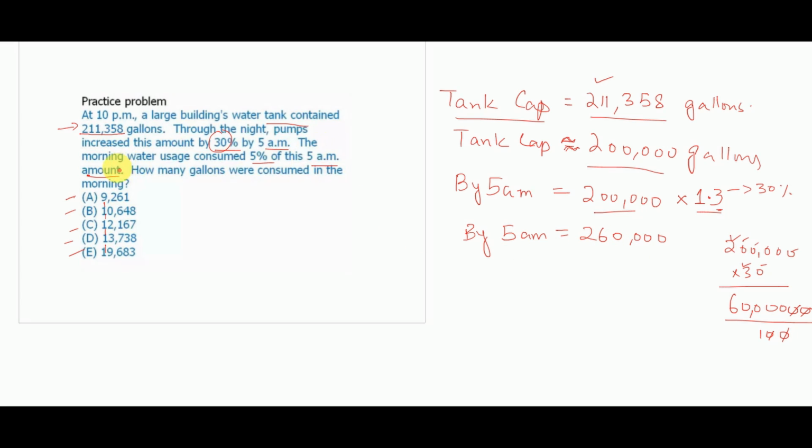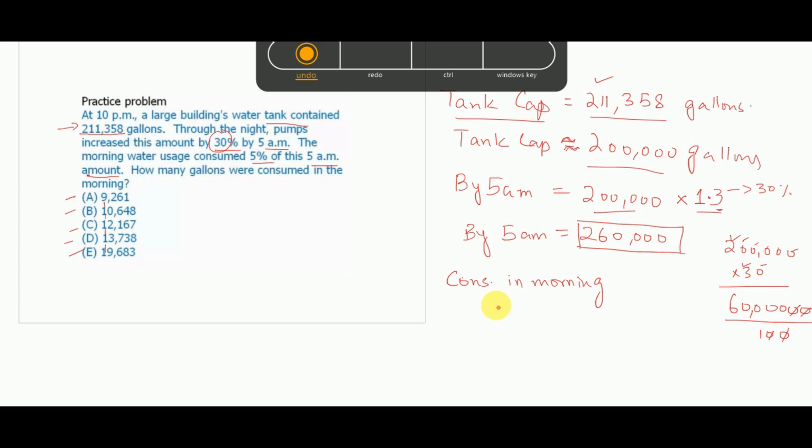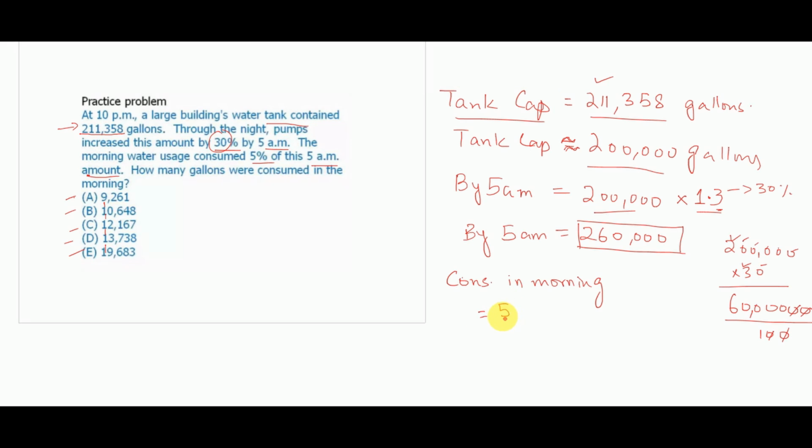Let's move on. The morning water usage consumed 5% of this 5 a.m. figure. So consumption in the morning is equal to 5% of 260,000. We can cut these zeros out, and now we'd be left with 5 multiplied by 2600.